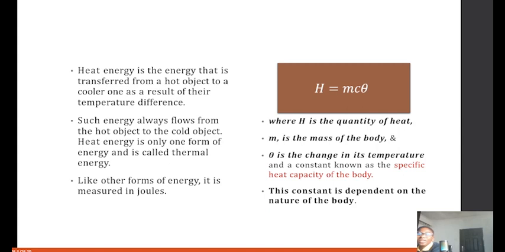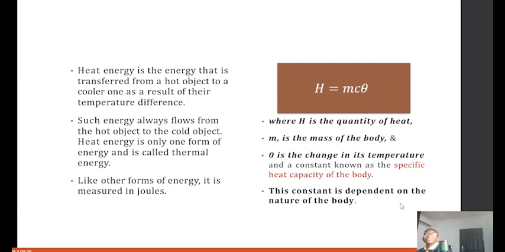And theta is the temperature change. Maybe the temperature of the hot water was 100 degrees Celsius, and the temperature of the water you wanted to pour the hot water into was 37 degrees Celsius. So the change in temperature will be 100 minus 37, and that is what theta is. So the quantity of heat of a particular body is the mass of the body multiplied by the specific heat capacity and multiplied by the theta change. Where H is the quantity of heat, M is the mass of the body, and theta is the change in its temperature, and the constant known as the specific heat capacity of the body is C.